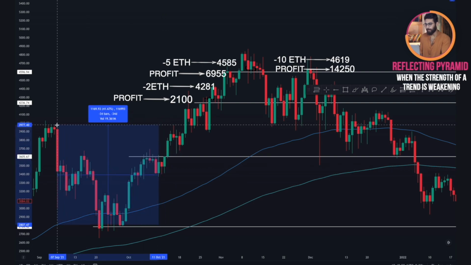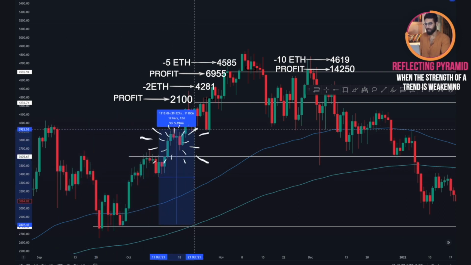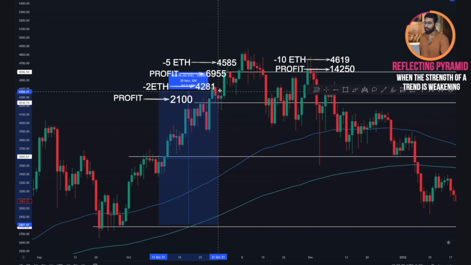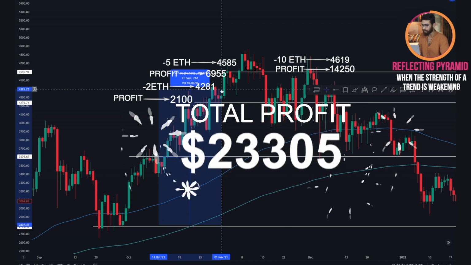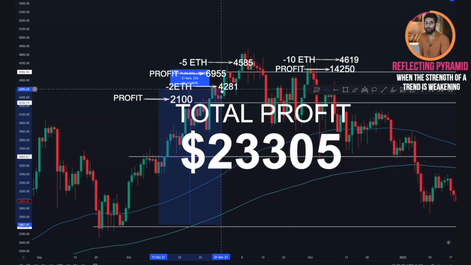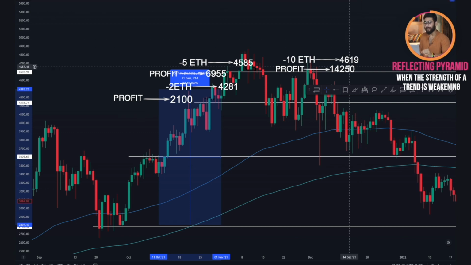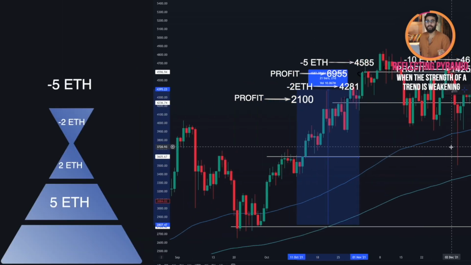have sold here and had a profit of around 12k. And even if you would have sold it over here, it would have given you a profit of 16k. But with this technique, you can profit around $23,000, which is almost twice of it. And now if you see what kind of diagram the adding of units creates, it is creating an inverted pyramid.